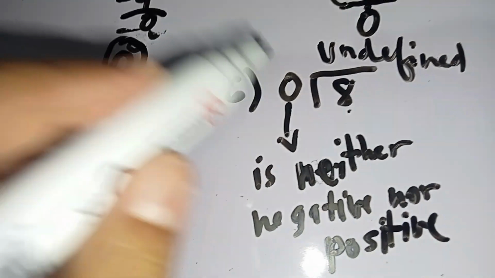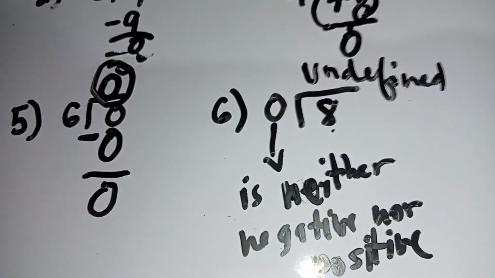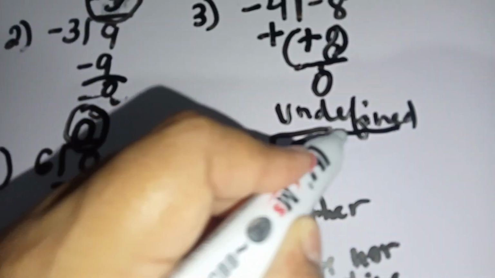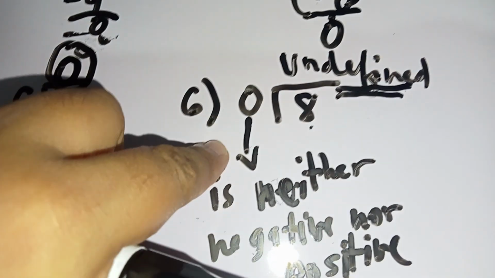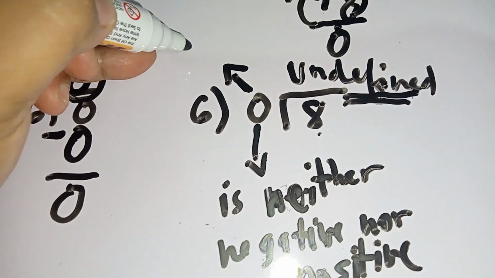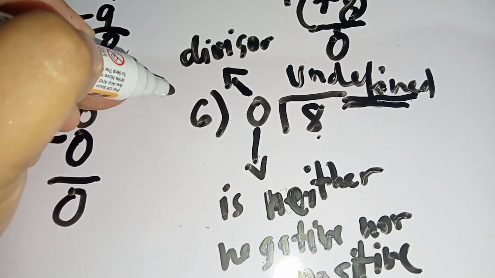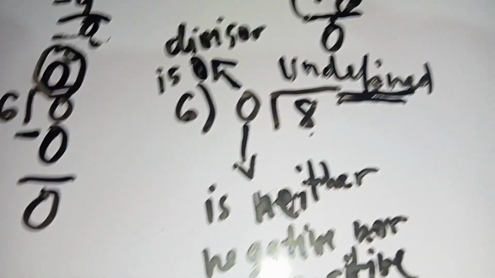Okay. So since 0 is not a positive number or negative number, therefore the sign of the quotient cannot be determined. So this is undefined. An answer becomes undefined when the divisor is 0. So that's the time that your answer is undefined.